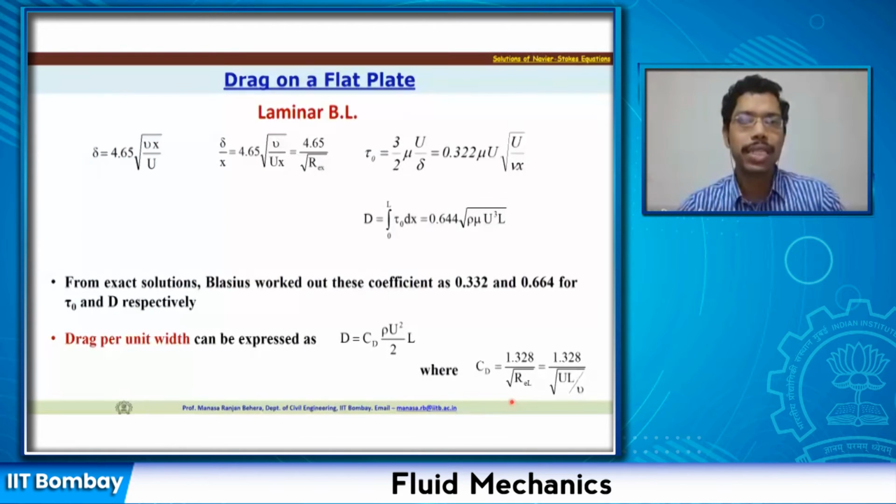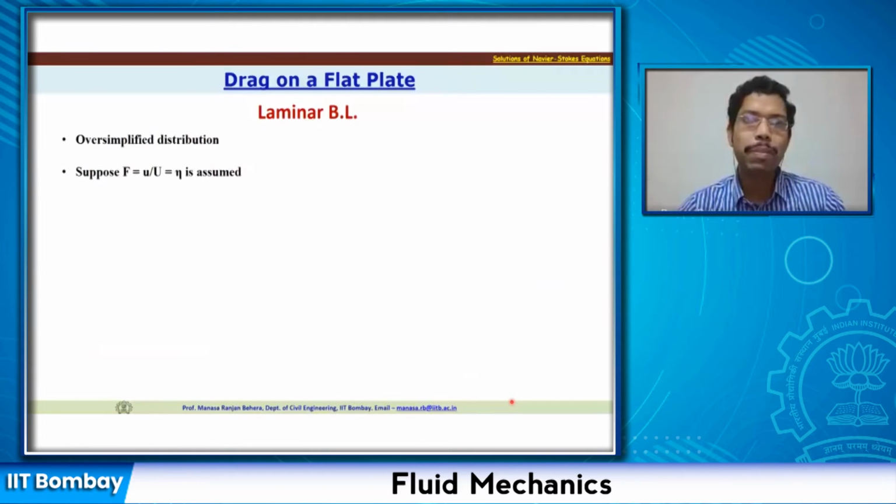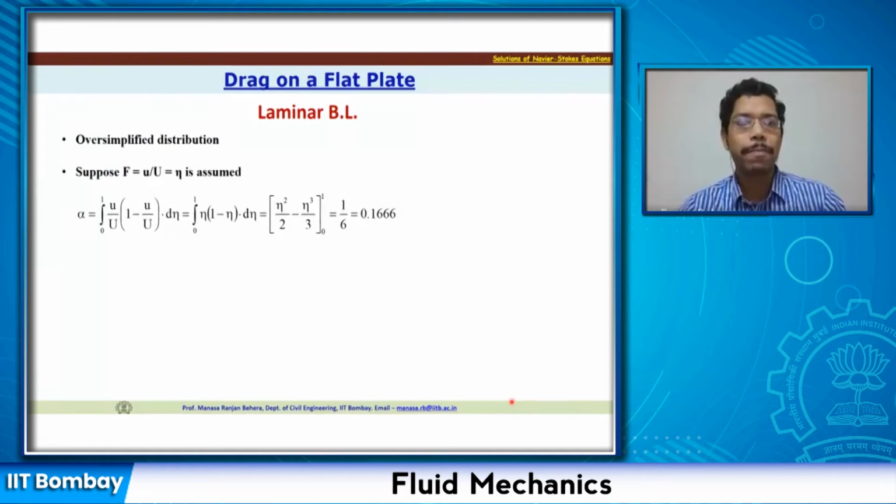What we have considered in this case is 3 by 2 eta minus eta cubed by 2. So that is the velocity profile we have considered. But now if we try to oversimplify the velocity distribution and take f = u by U = y by delta, or eta, which is a linear profile, and substitute that in our derivations, we will get a coefficient of 0.1666.